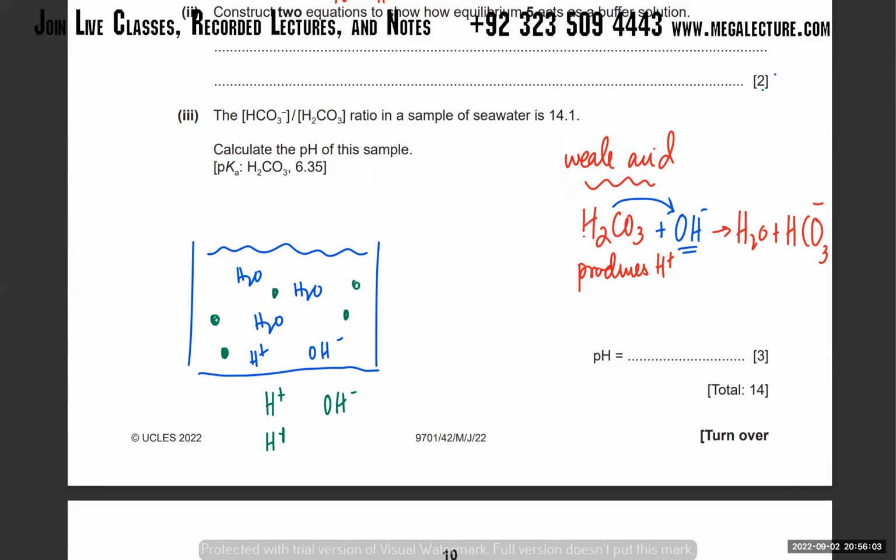If you add an acid, what does an acid do? It increases the quantity of H plus one and decreases the quantity of OH ions because the acid likes to produce H plus ions. A strong acid will produce a lot of H plus ions. If you add a base, the base will do the opposite. It will decrease the quantity of H plus one and increase the quantity of OH ions. Is that clear?